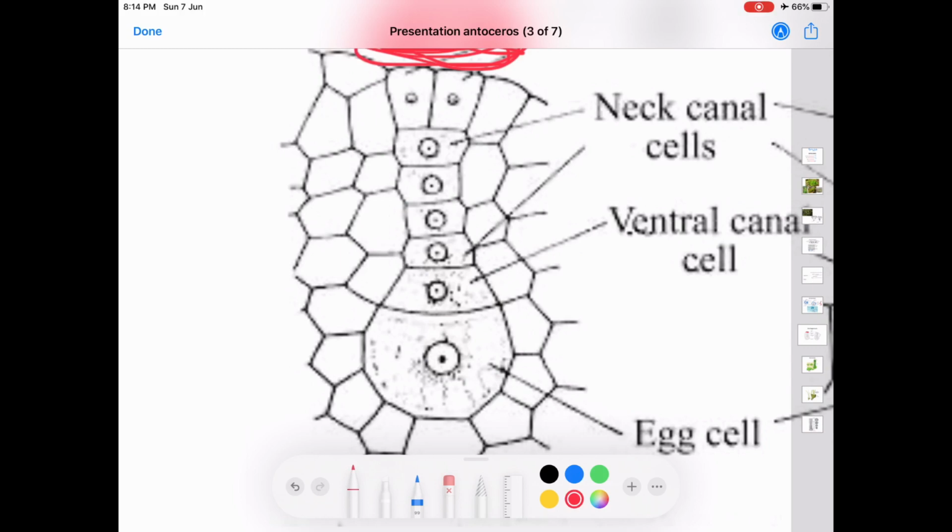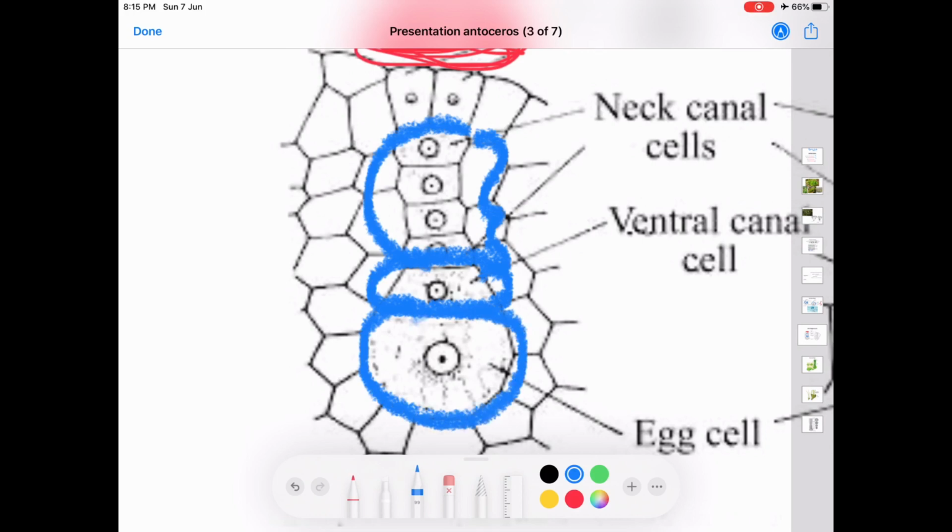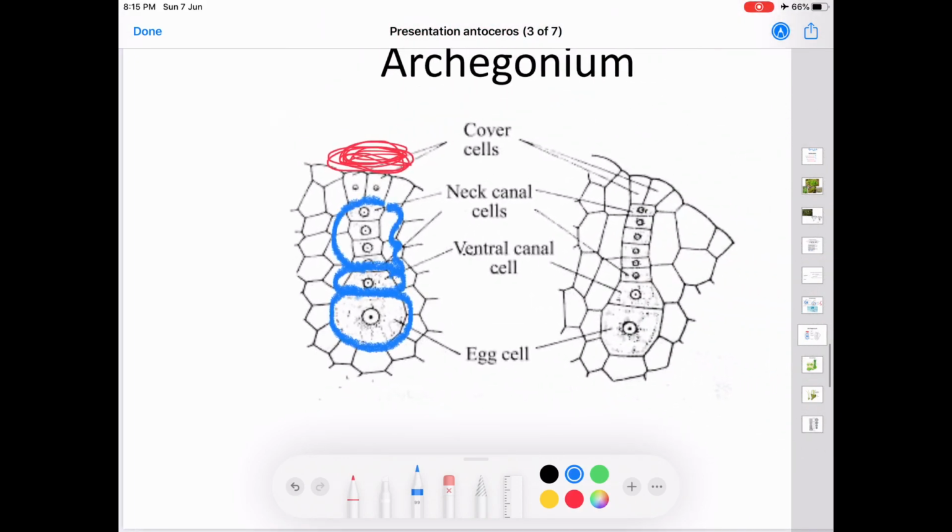At maturity, the archegonium consists of a vertical row of 4 to 6 neck canal cells. See, this is the neck canal cell. You can see 4 to 6 neck canal cells. A ventral canal cell, this is the ventral canal cell, and below the ventral canal cell, an egg cell. This is the egg cell. This is all about the structure of archegonium in Anthoceros.